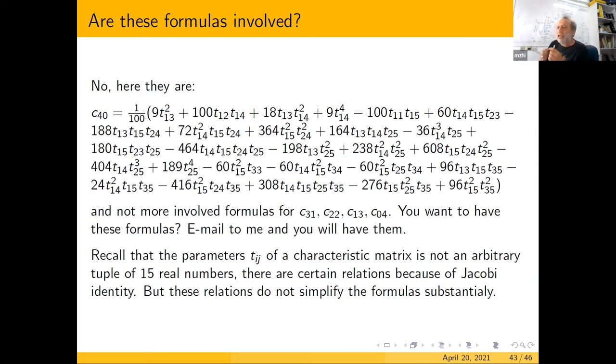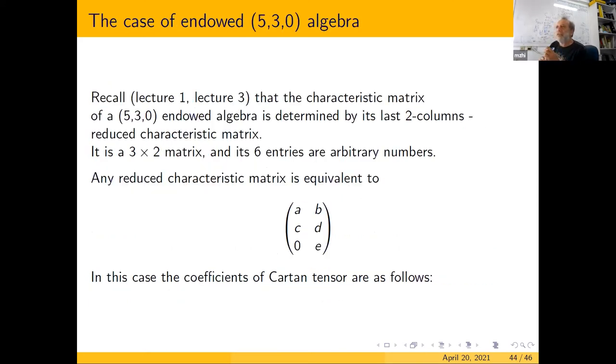Okay, again, the parameters of the characteristic matrix Tij are not arbitrary 15 numbers, but the relations between them do not change this formula. So in the case of 5-3-0 algebras, remember what it is from lecture 1 and lecture 3? These 5-3-0 algebras are defined by what I call the reduced characteristic matrix, which is the last two columns of the characteristic matrix. Still, the formulas in terms of the six entries of this matrix are not much simpler than this formula. But if you use one of the final normal forms for the reduced characteristic matrix, then the formulas are very simple.